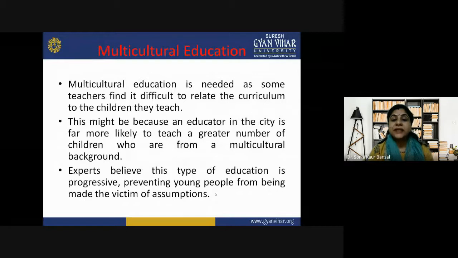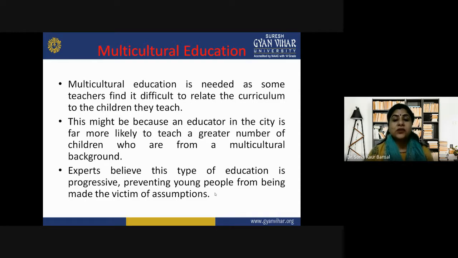Now, next is multicultural education. Yes, these are the recent things that must be adopted in teaching the students. Multicultural education is needed nowadays, as some teachers find it really difficult to relate the curriculum to the children they teach. So education should be given in such a way that it crosses all cultures. It is not avoiding any culture.